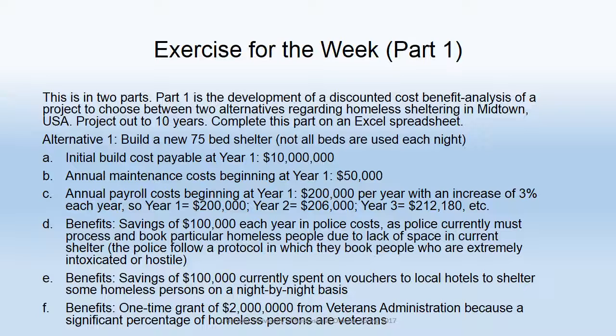Another benefit is you're going to save $100,000 a year on vouchers that you use for local inexpensive hotels to shelter some homeless persons on a night by night basis. That's about the average of what you're spending. And then another benefit that comes off the 10 million really, but it's a benefit, is the Veterans Administration is giving you a grant for $2 million to help build your shelter because a significant percentage of homeless persons are veterans.